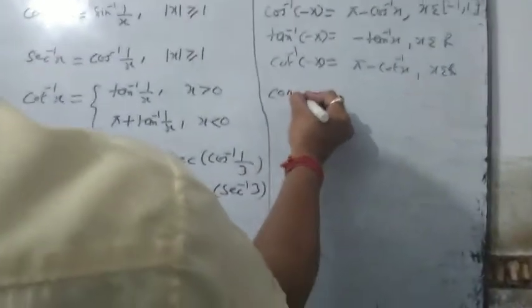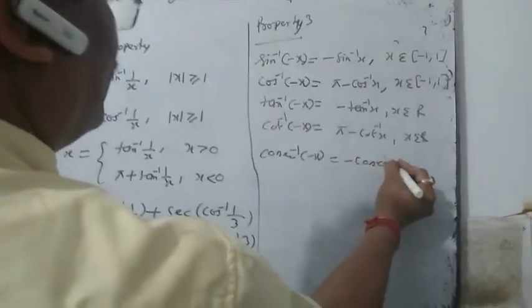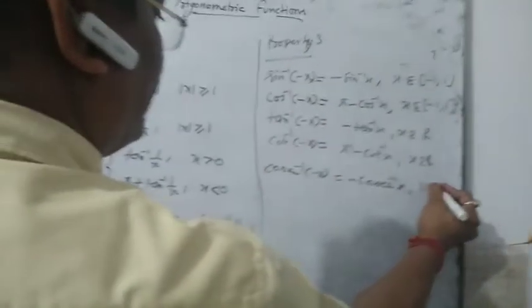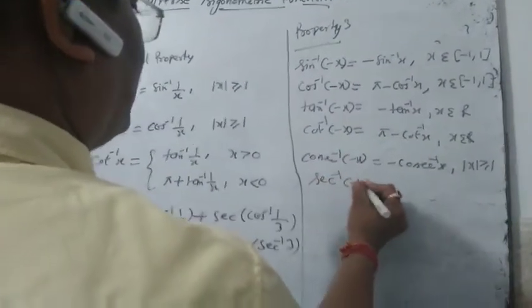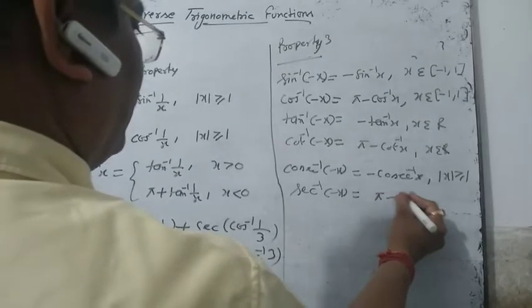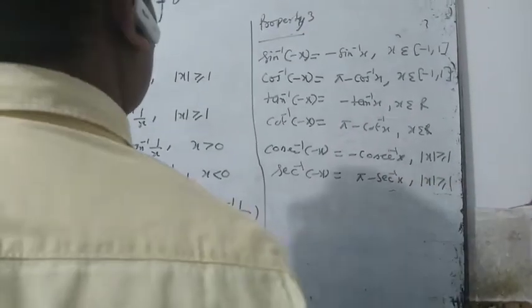Similarly, cosec inverse of minus x is equal to minus cosec inverse x, and mod of x is greater than or equal to 1. Sec inverse of minus x is equal to pi minus sec inverse x, and mod of x is greater than or equal to 1. This is property number 3.